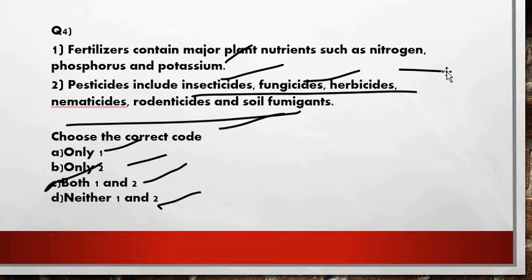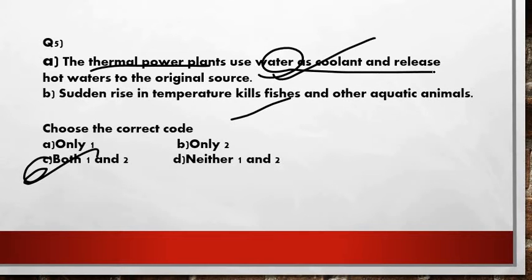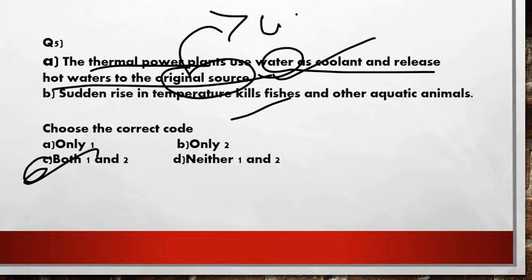So next we see the fifth question, that is the thermal power plant. The thermal power plants use water as a coolant and release hot water to the original source. The second statement says sudden rise in temperature kills fish and other aquatic animals. So choose the correct code. Here our answer will be B, right? Because thermal power plants use water as a coolant, and it will release hot water to the original source, that is the water body. Original source means here it is talking about the water body.